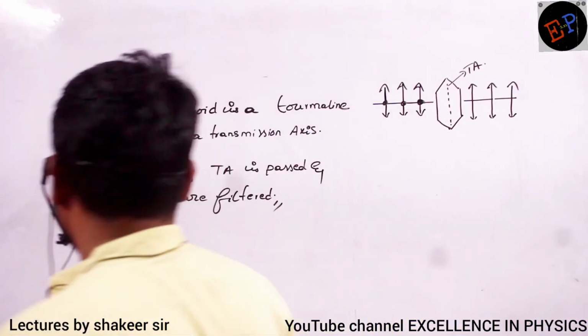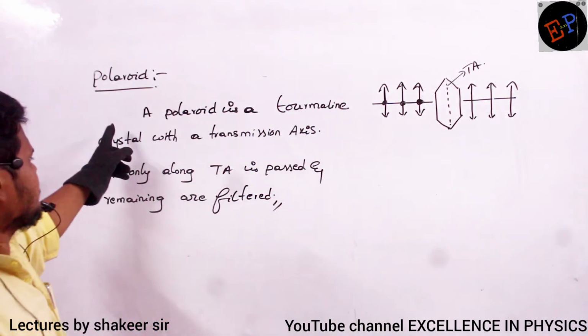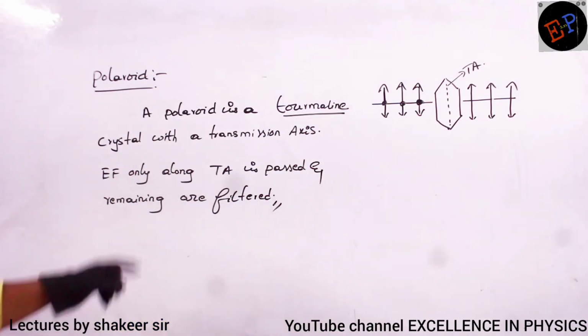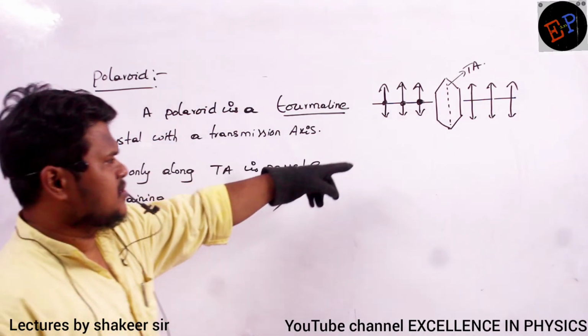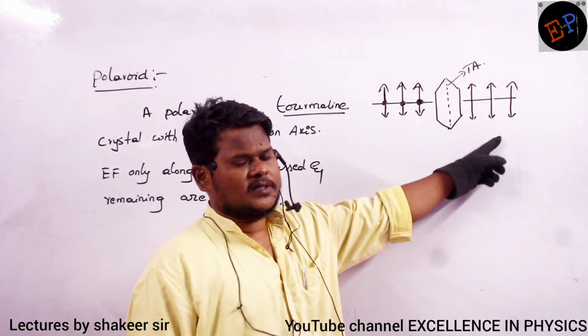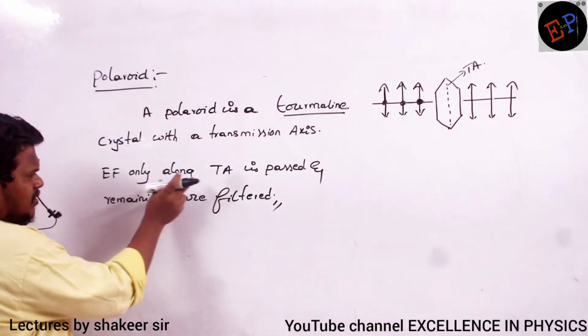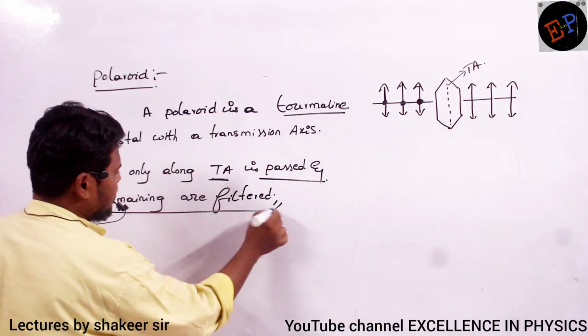Okay. Now see. So Polaroid. What is a Polaroid? Polaroid is a tourmaline crystal, made up of the material tourmaline, and it has a transmission axis. Transmission axis means what? That axis through which electric field can travel. That is called a transmission axis. Are you able to understand? So electric field along the transmission axis is passed, and the remaining fields are filtered.